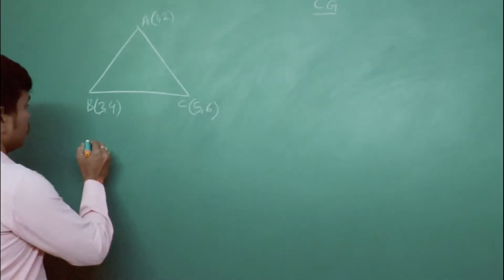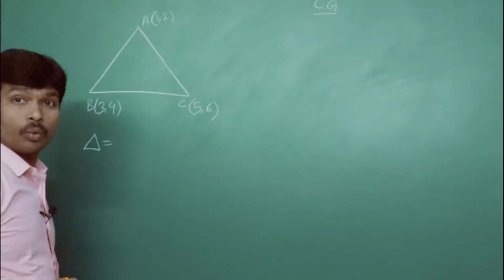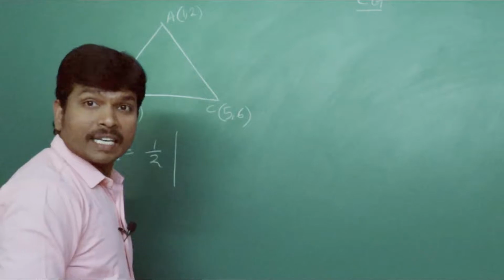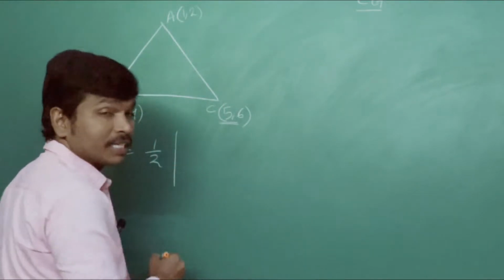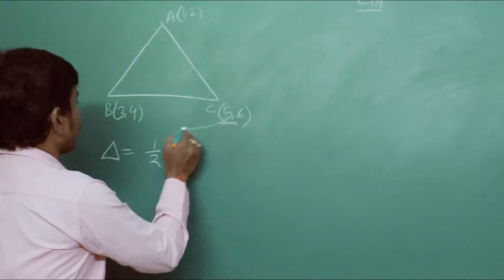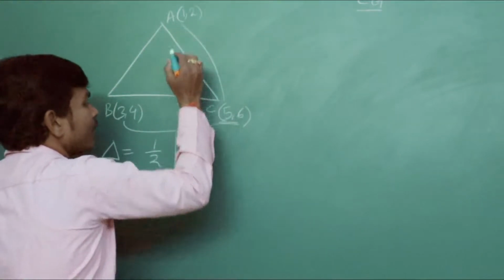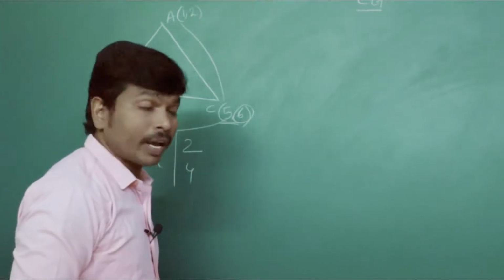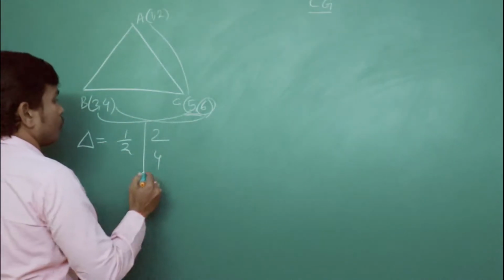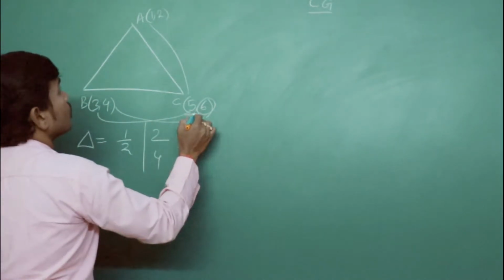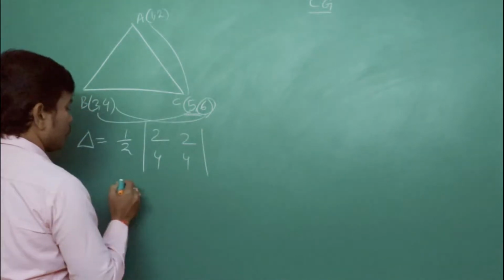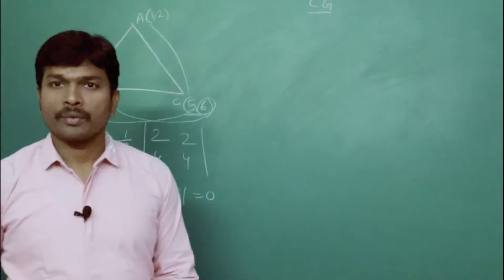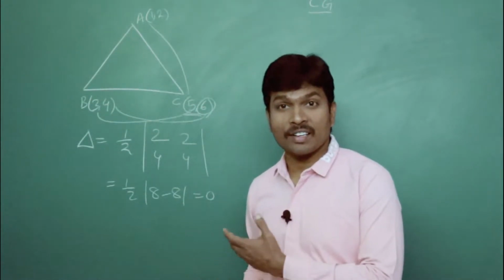See now. Delta is equal to half of... any one point you can take as a reference point. I'm taking (5, 6) as a reference point. Difference of x coordinates: 5 minus 3, 2; 5 minus 1, 4. Next, 6 as a reference point in y coordinates: 6 minus 4, 2; 6 minus 2, 4. So 1 by 2, 2 fours are 8, minus 8, 0. We got it. Area is 0.